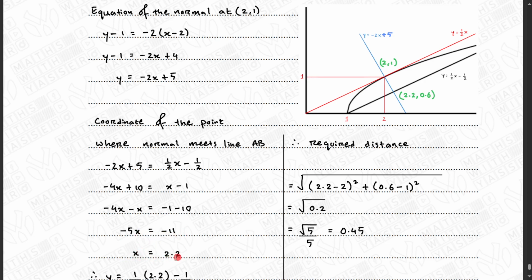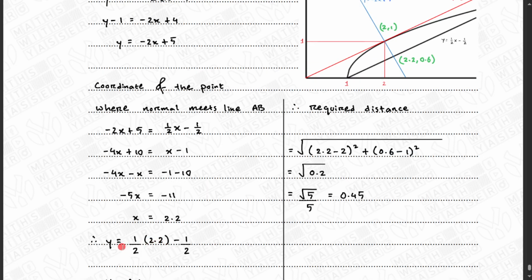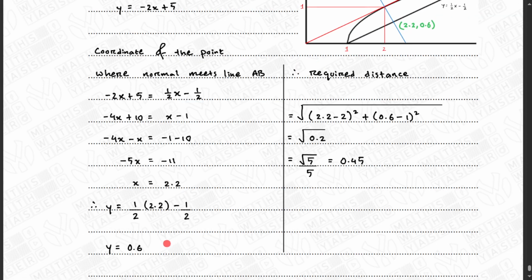So x is 2.2. Now let's find the y coordinate of this point of intersection. So y equals half of 2.2 minus half. I'm using the equation of the line AB to find the y coordinate. So that gives us y is 0.6.